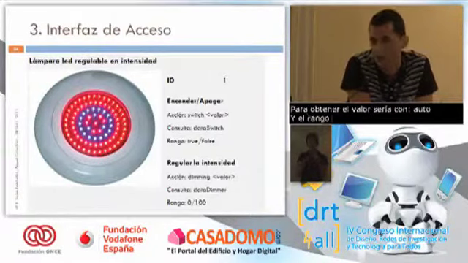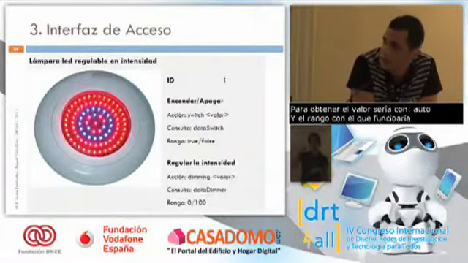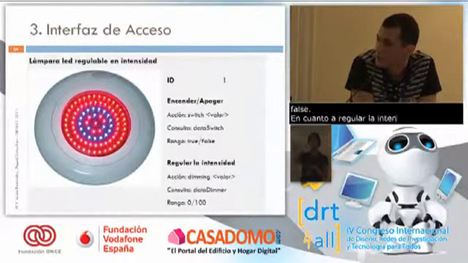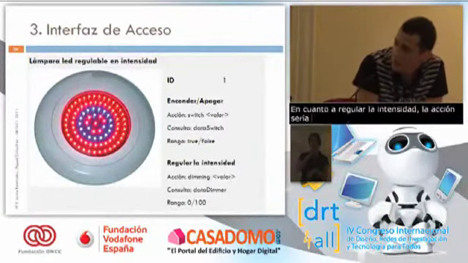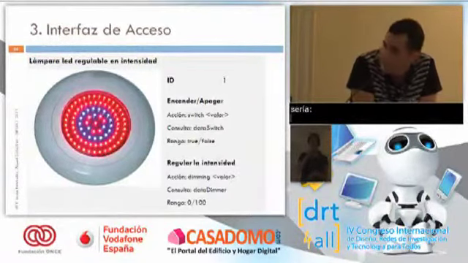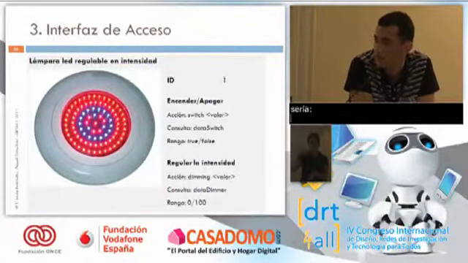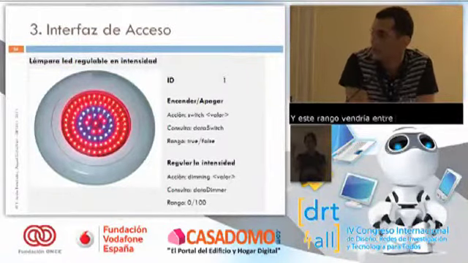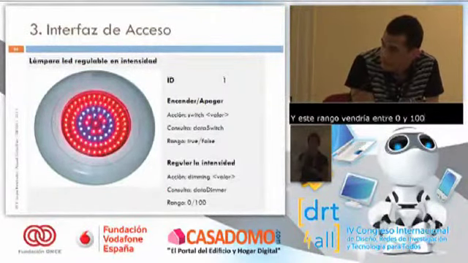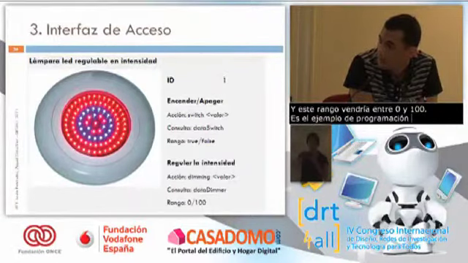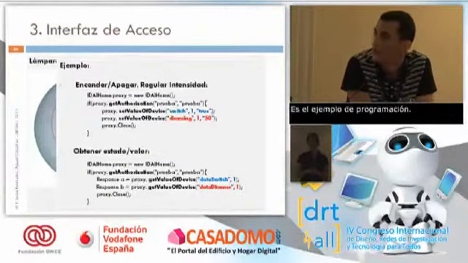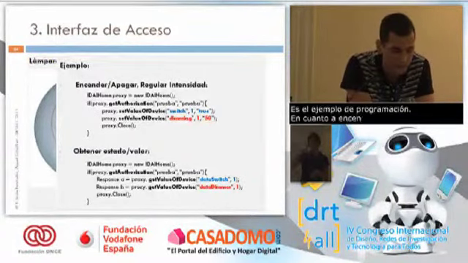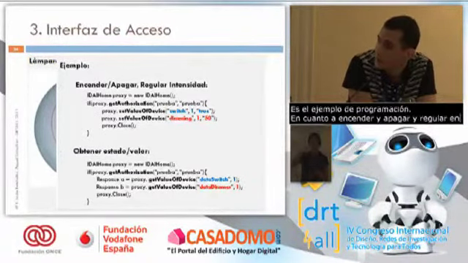And then you have the range would be true or false, in other words, switch on, switch off. And to regulate the intensity, or to adjust it, the action here would be dim, and to check the value, you'd say data dimmer, and the range here would be between 0 to 100. So the example here, programming would be as follows on the screen. For example, switching on and off a light, or to adjust intensity.